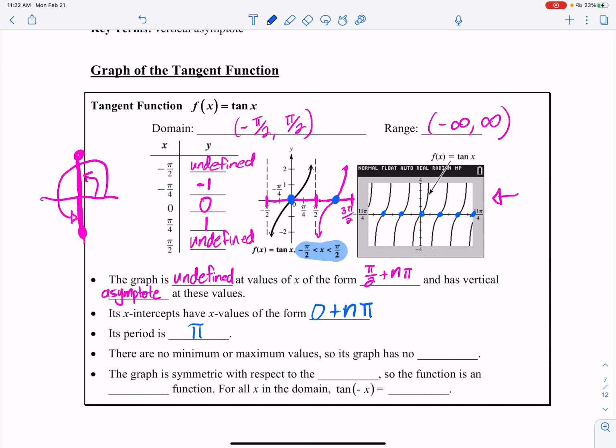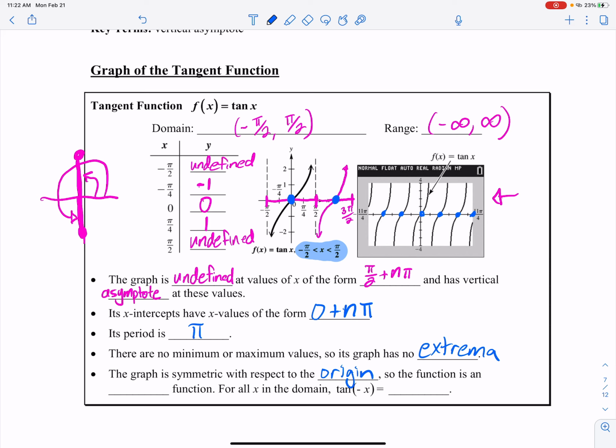There are no minimum or maximum values, so the graph has no, I think this is what they want here, extrema. Right, the graph is symmetric with respect to the origin. If I think about the tangent function, the black one in the middle, I can spin it, right? A propeller. If I spin 180 degrees, just 180 degrees, I land on itself again.